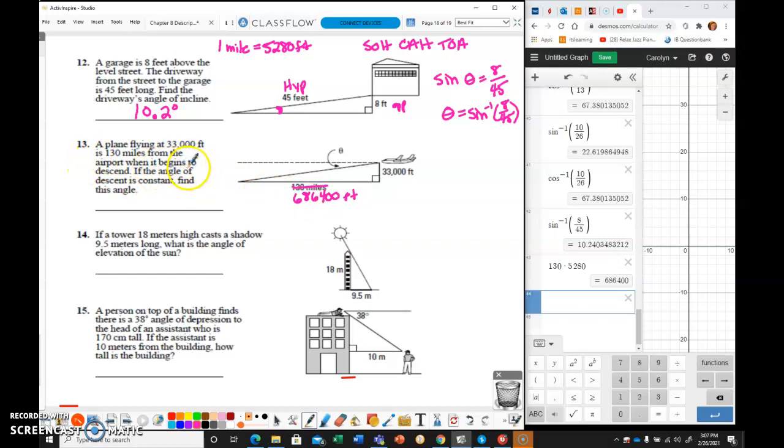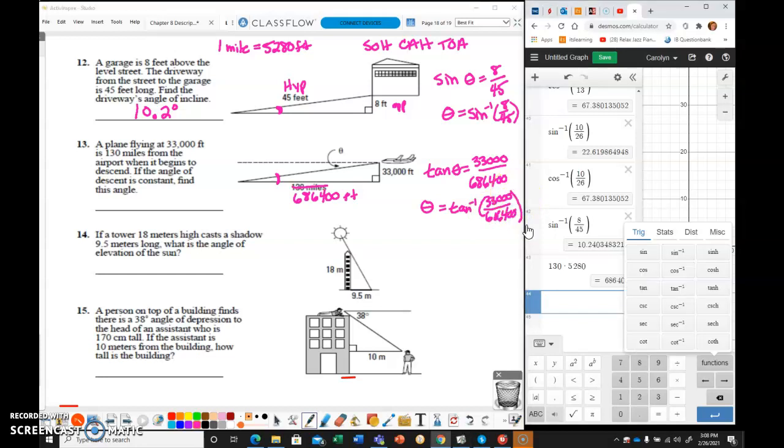So I need to find the angle of descent. So that's the angle of depression. Remember what we said we could do with that is opposite interior angle. If I find this one, it should be the same as that theta. So compared to this angle, 33,000 is opposite. And this number here that we found out is adjacent. So that should use tangent. So tangent of theta is equal to the opposite over the adjacent side. So in order to find the angle measure, I'm going to do the inverse tangent of 33,000 over 686,400.